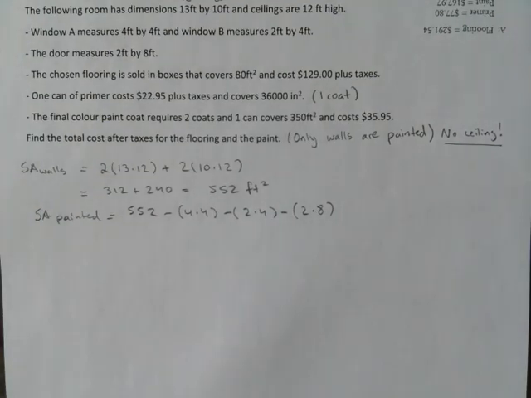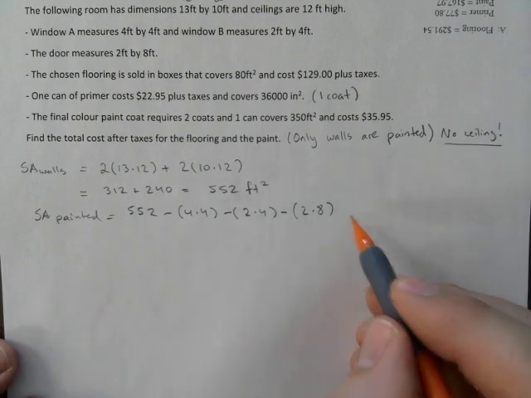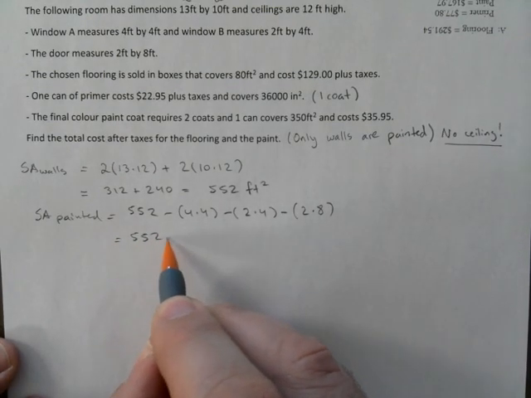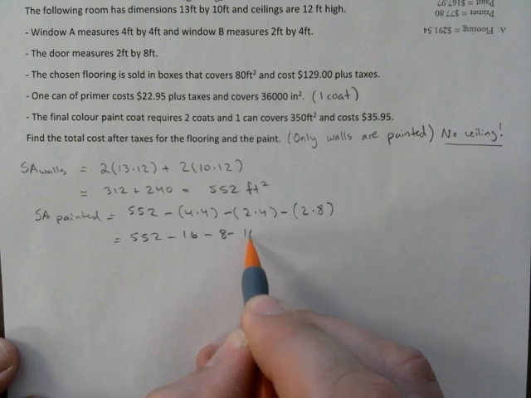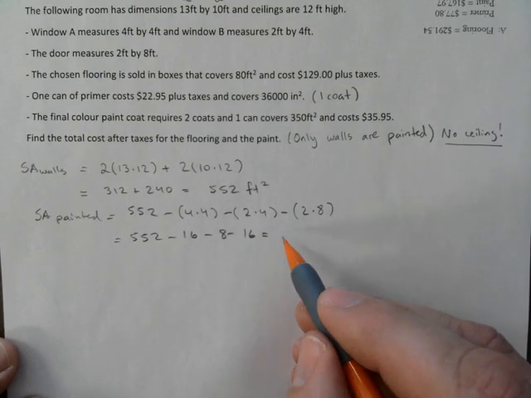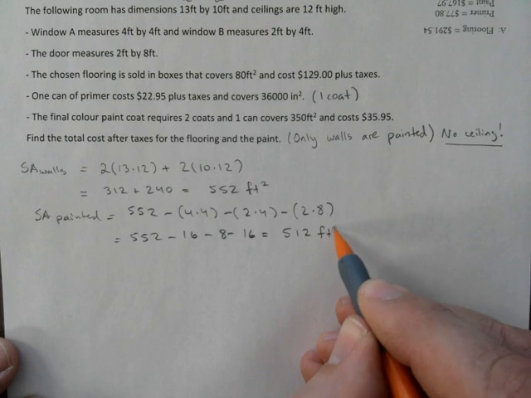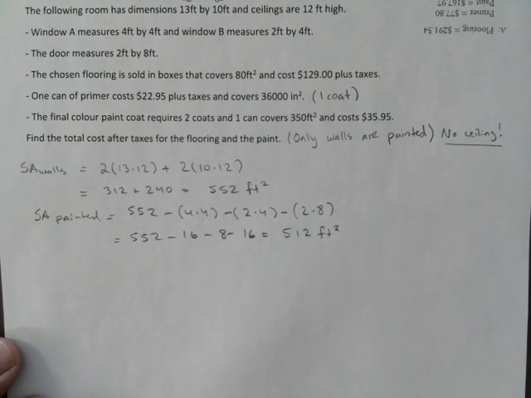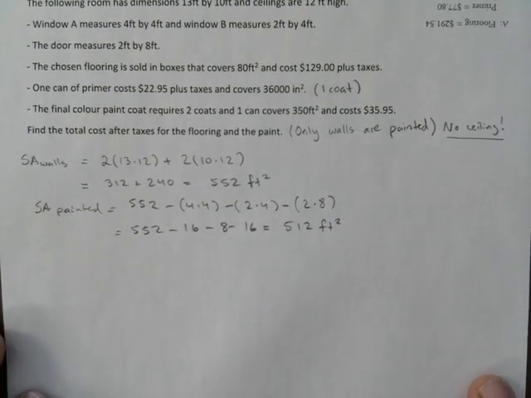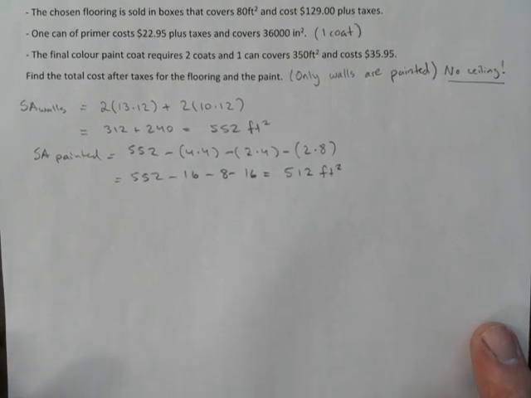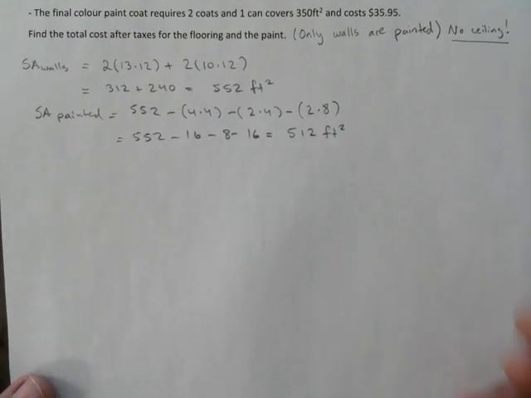Mrs. Dirksen, can I do that later? You might be in trouble because when you do 2 coats and you subtract one window, one door, you technically need to subtract them twice. So I would do it right away. That gives you 552 minus 16 minus 8 minus 16. That gives you 512. That is the square footage that will require some kind of coat of paint on it. Are we good so far? Is that 512? Yeah? Okay, I'm not done yet.